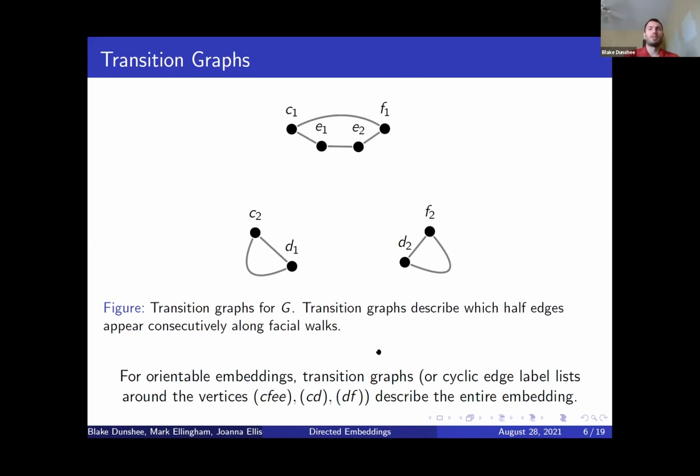So transition graphs, again, describe which half edges appear consecutively along facial walks. I also note here that in the case of orientable embeddings, transition graphs, or the cyclic edge label lists around vertices, describe the entire embedding, because we don't have to worry about edge twists.